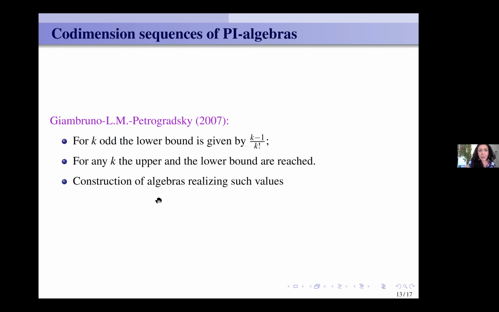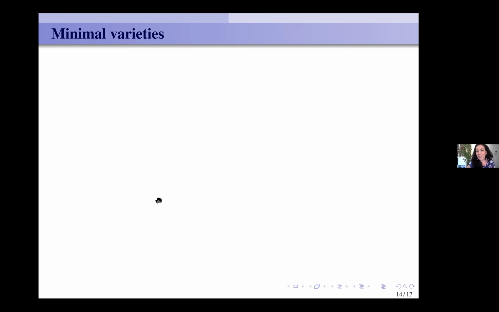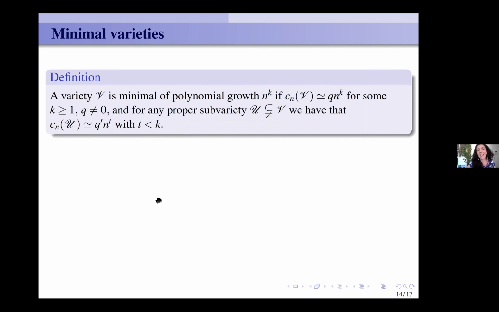Now, let me conclude with minimal varieties. A variety V is minimal of polynomial growth n^k if the codimensions grow asymptotically like q times n^k for some k greater or equal than 1 and q different from 0, but any proper subvariety has codimensions which grow asymptotically like a constant times n^t, where t is strictly less than k. In 2008, I classified all minimal subvarieties of the varieties of almost polynomial growth.